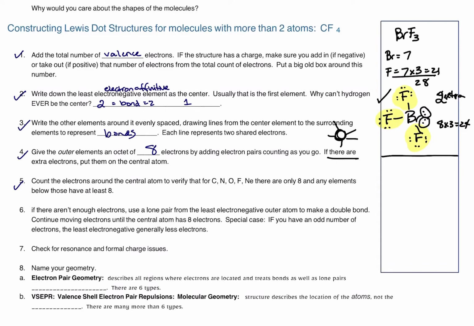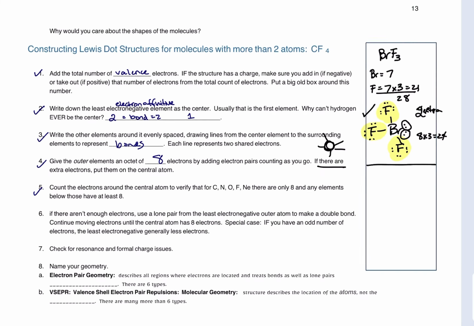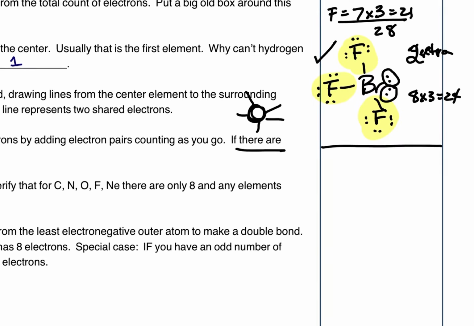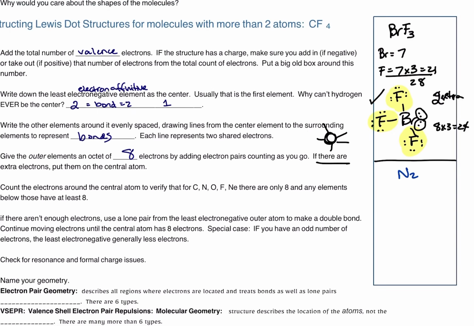So now we're going to look at a different situation, and this situation is one where you run out of electrons before you get that central atom filled up. So we're going to do an example with N2. And I just want to point out over here that it says, if there aren't enough electrons, you're going to use lone pairs from the least electronegative outer atom to make a double bond.